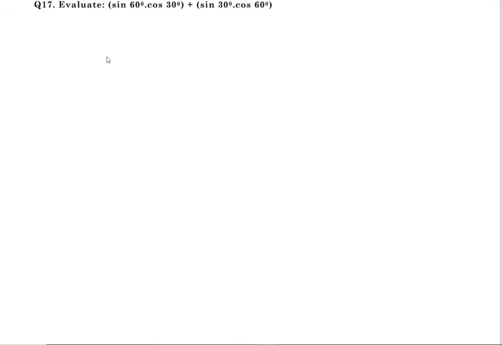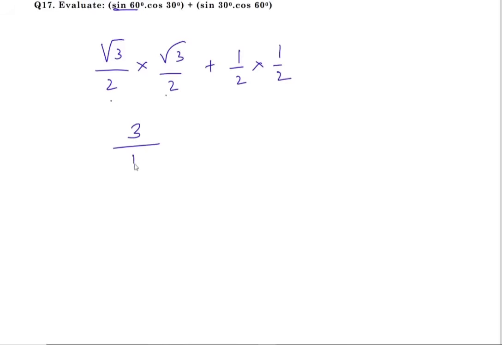Given what, we should evaluate. What is sine 60 value? It is root 3 by 2. What is cos 30? It is root 3 by 2. Plus what is sine 30? It is 1 by 2, into cos 30 is 1 by 2. Now multiply root 3 into root 3 is 3, by 2 twos are 4, plus 1 into 1 is 1, 2 twos are 4. Now since the denominators are same, directly you can add the numerator, that is 3 plus 1 by 4. What you get is 4 by 4, which is equal to 1.